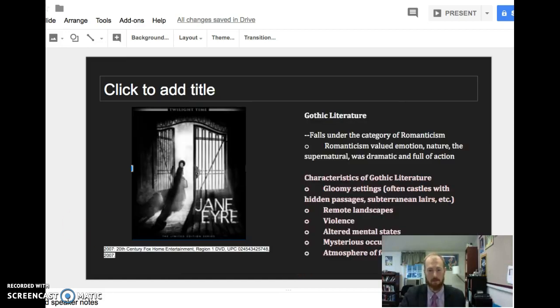Bronte, a little bit more modern, and as I said earlier, not only is she, maybe Jane Eyre is categorized in the Romantic era, but specifically Bronte is making it a Gothic piece of literature, okay, which falls into the category of Romanticism. And just to reiterate, Romanticism valued emotion, nature, the supernatural. It was dramatic. It was full of action.